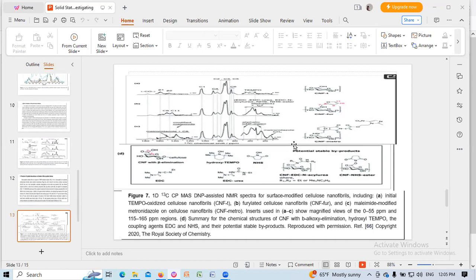The C13 spectra for the surface modified cellulose nanofibril, including cellulose nanofibers, fluorinated cellulose nanofibrils, maleimide modified, and metronidazole on cellulose nanofibers.